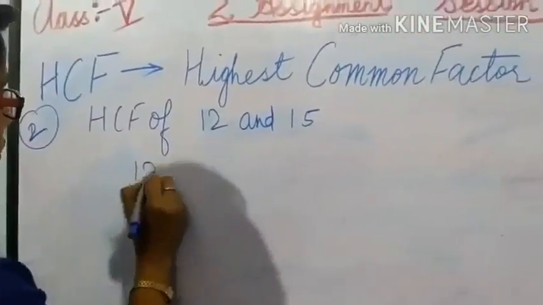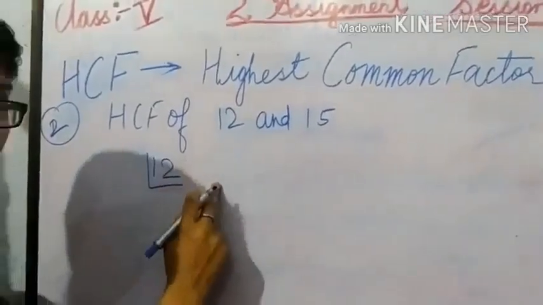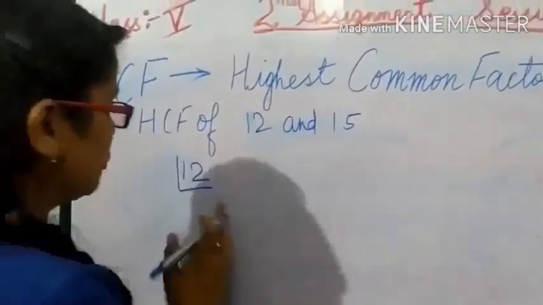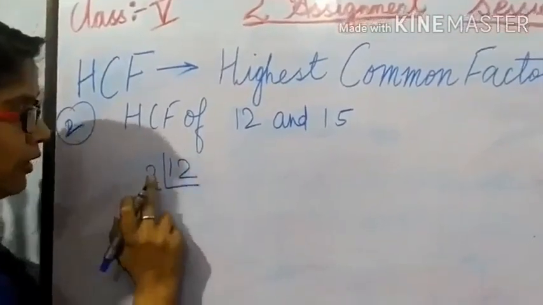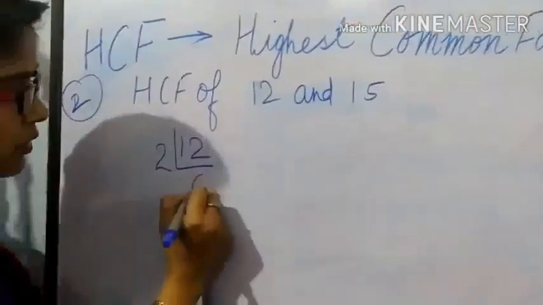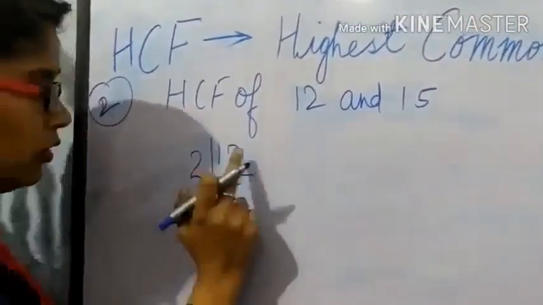So I am taking 12. Since 12 is an even number, we are taking the least even number, which is 2. 2 can divide 12 in 6 times completely. You can see 2 into 6 equal to 12.